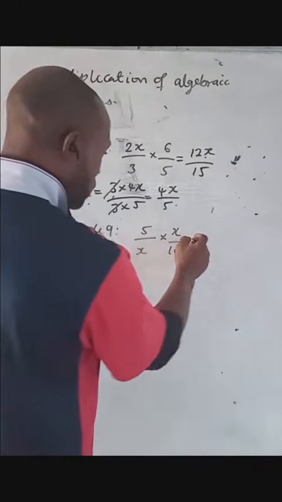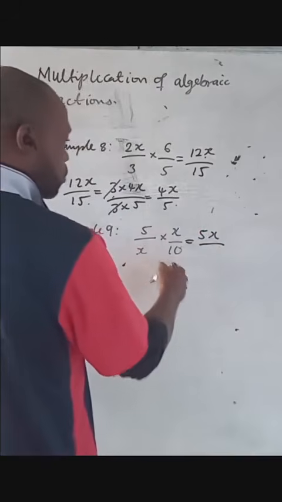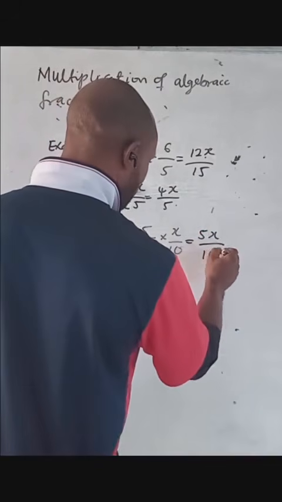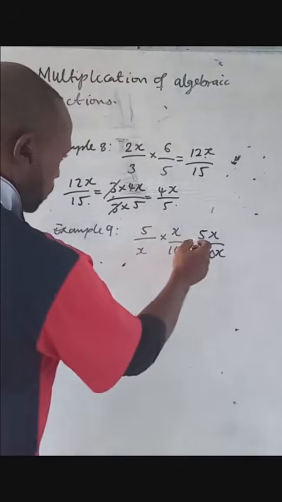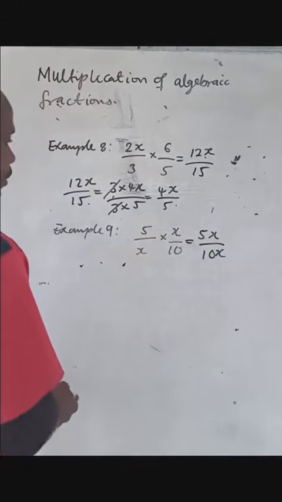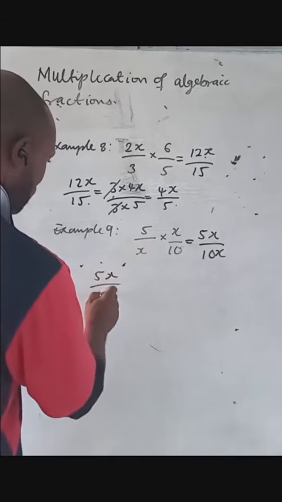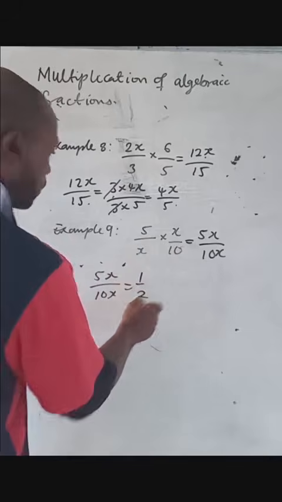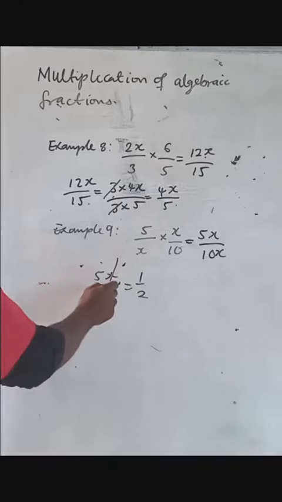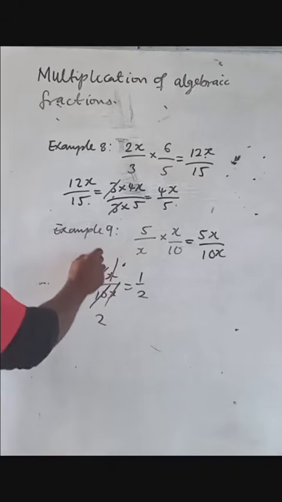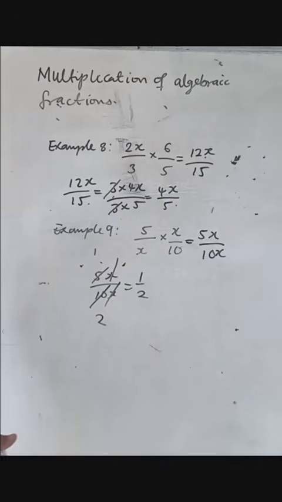Example 9, we're going to do the same thing. 5 multiplied by x is 5x all over x multiplied by 10, 10x. Okay? So in this expression, what do we cancel out? This expression, 5x all over 10x, is equal to 1 all over 2. x will cancel out x. 5 will cancel out 10, 2. 5 will cancel out itself, 1. Therefore, the expression is 1 all over 2.